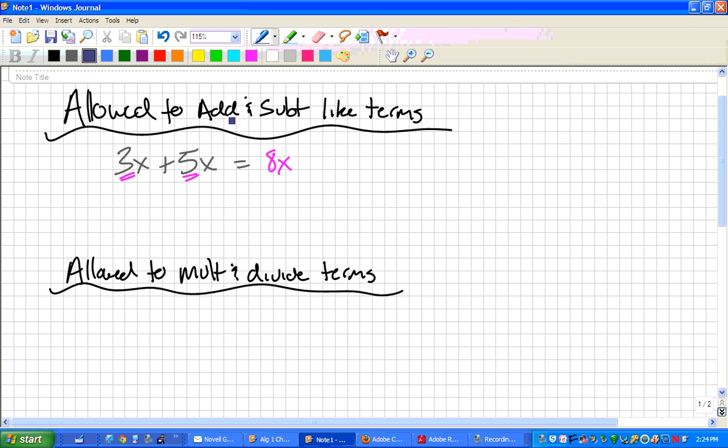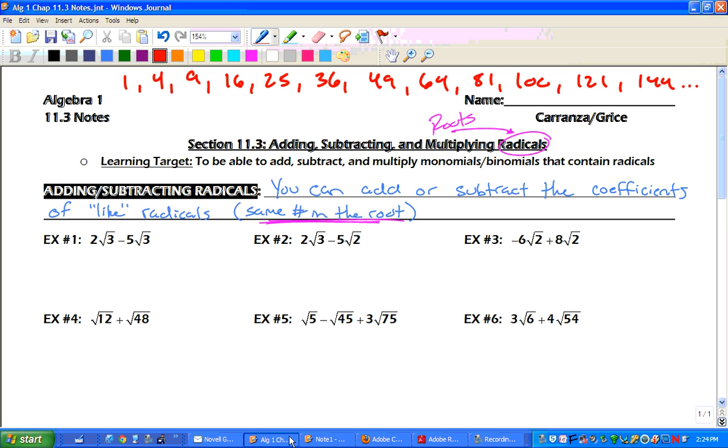Okay, now we can do the same exact thing with radicals. Okay, we would combine the coefficients and the square root would stay the same. Okay, and that's what we're going to be doing with the first set of the notes. Our rule says you can add or subtract the coefficients of like radicals as long as it's the same number in the root.